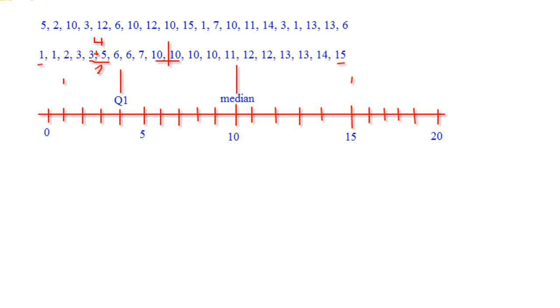It's going to be between 12 and 12, which is obviously 12, so that's pretty simple. So 12 is right here, so this is going to be the other median, I'm sorry, the other median of the median, which is going to be called the third quartile.